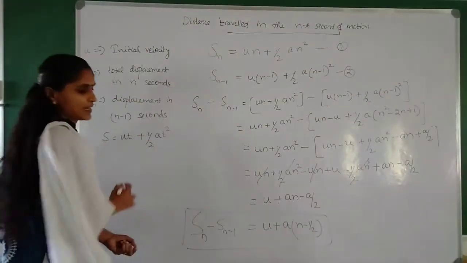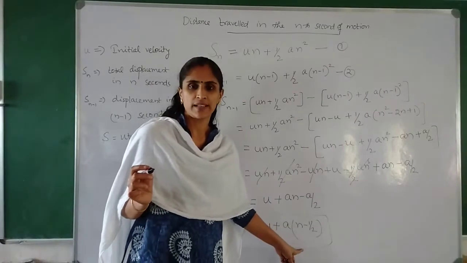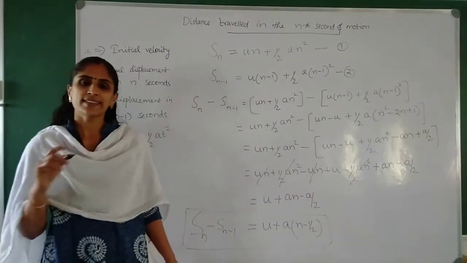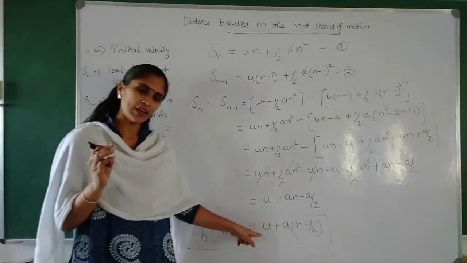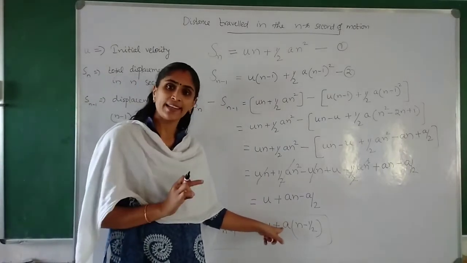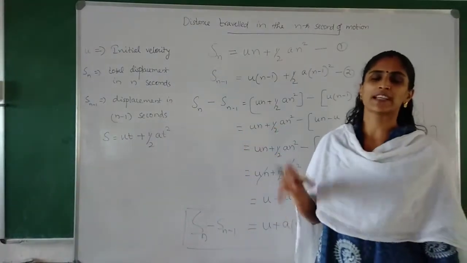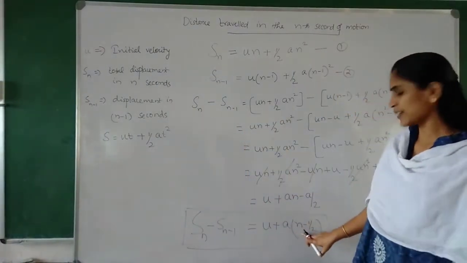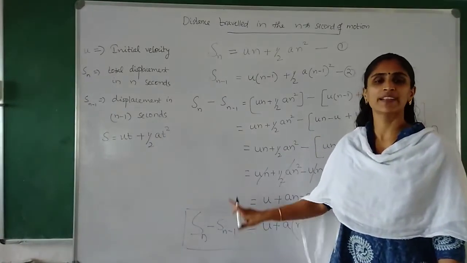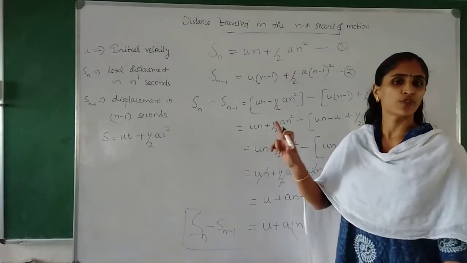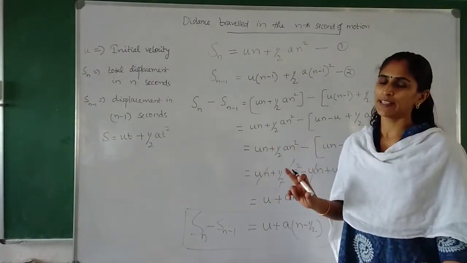travelled in nth second of motion can be known as u plus a into n minus 1. So to find the distance travelled in nth second of motion, which quantities are needed? Initial velocity is required, acceleration is required, and which time, whether it is 10th second, 5th second, 4th second, that time also needed. If you know that time, you can find the distance travelled in the nth second of motion for uniformly accelerated motion. Is it clear?